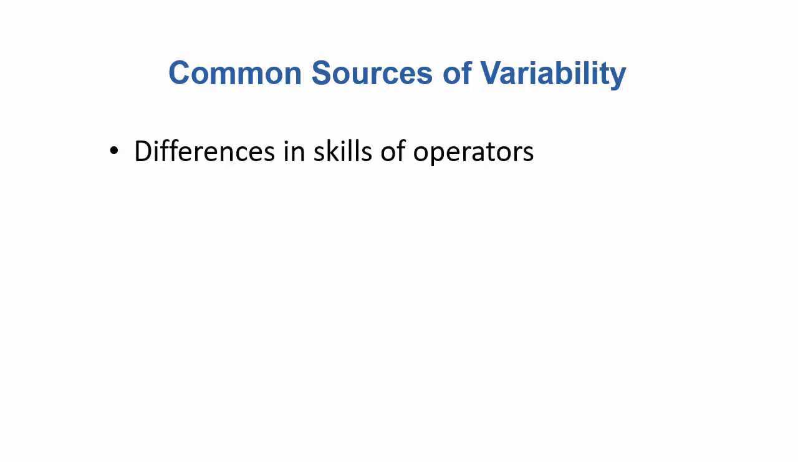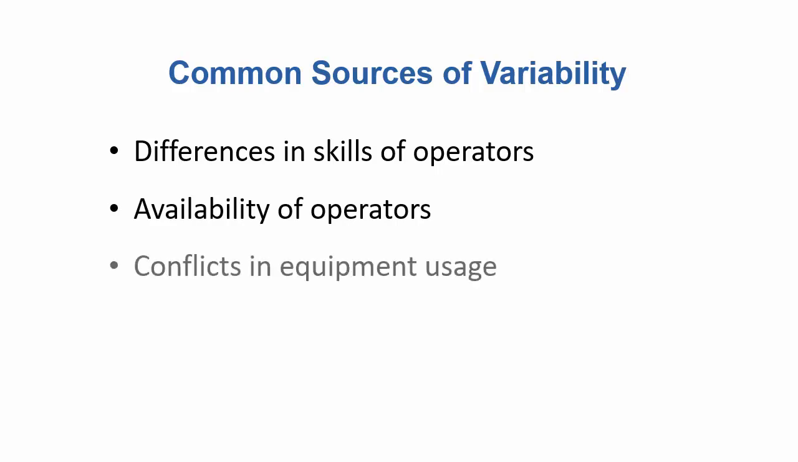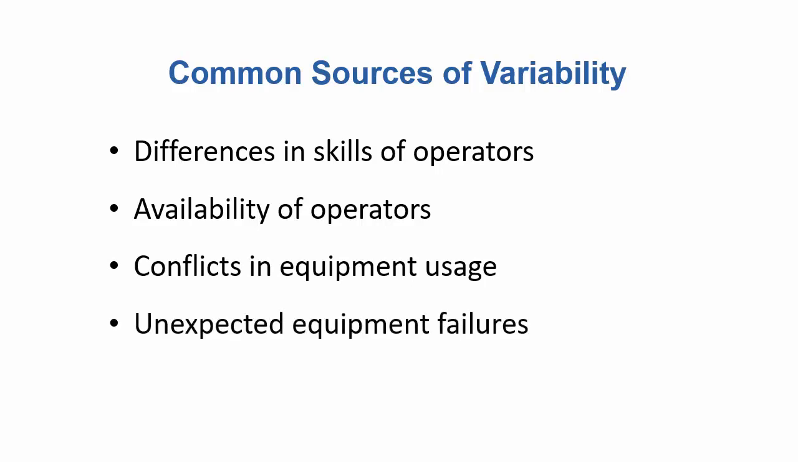Variability is an inherent aspect of manufacturing processes. Common sources of operational variability include differences in skills of operators, availability of operators at a specific point in time, conflicts in use of equipment units that are shared by multiple operations, unexpected equipment failures, etc.